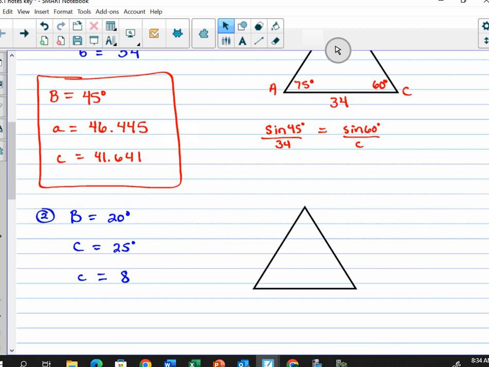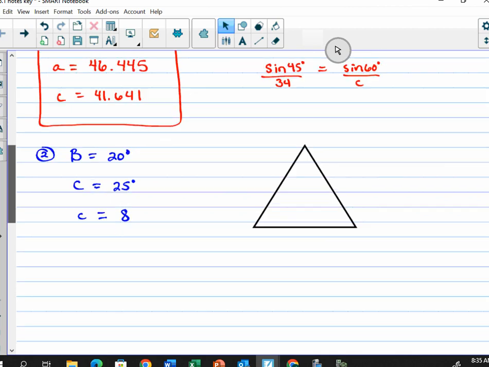Is there any decimal place we should not do? Three decimal places for the sides. Side C is 8.